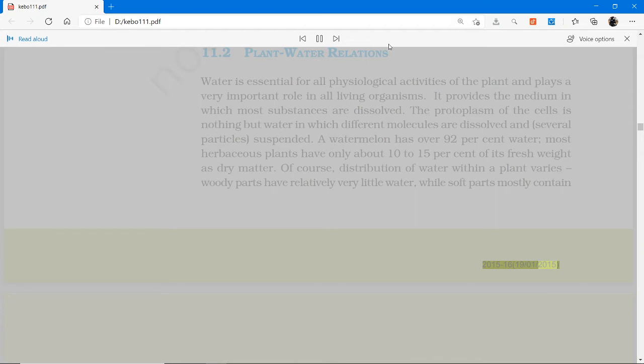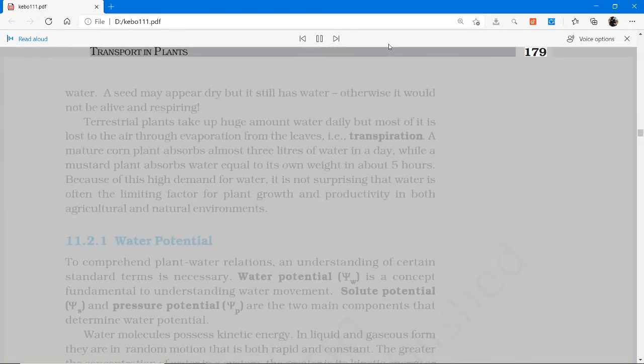Transport in plants 179. Water. A seed may appear dry but it still has water, otherwise it would not be alive and respiring. Terrestrial plants take up huge amounts of water daily but most of it is lost to the air through evaporation from the leaves, i.e., transpiration. A mature corn plant absorbs almost 3 liters of water in a day, while a mustard plant absorbs water equal to its own weight in about 5 hours.